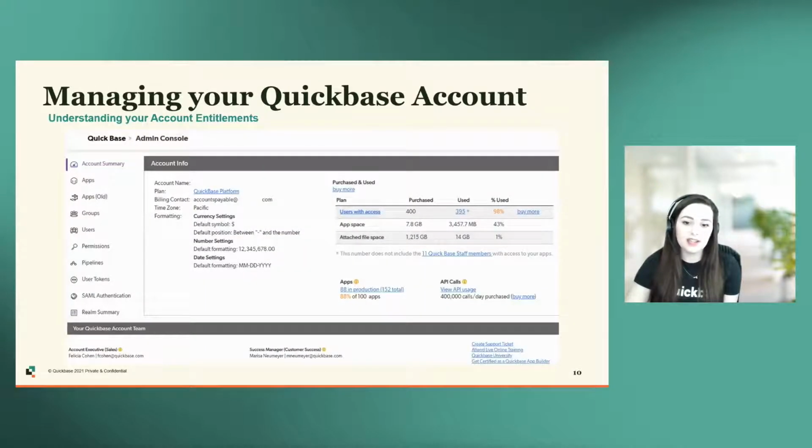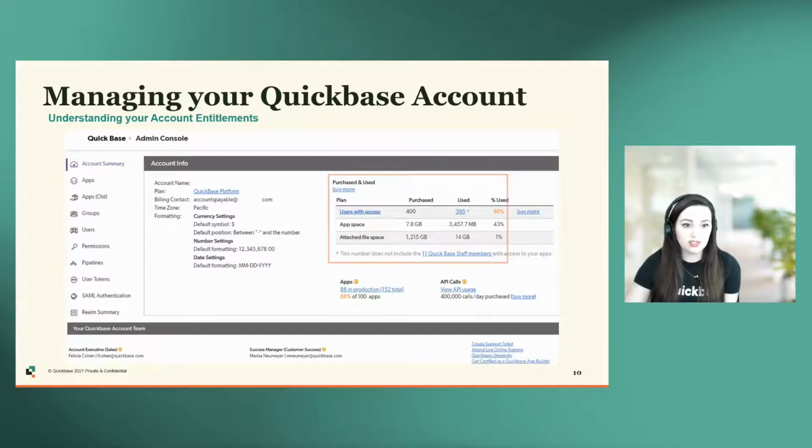In your first 30 days, if you're the account owner, you'll definitely want to get set up in the account admin console. Once you are in here, this is the page you'll land on within the admin console. This section shows you the fundamental information about all your account information and your service plan. So right here, the account info section is going to show you your account name, your account plan, your billing contact, and your default time zone.